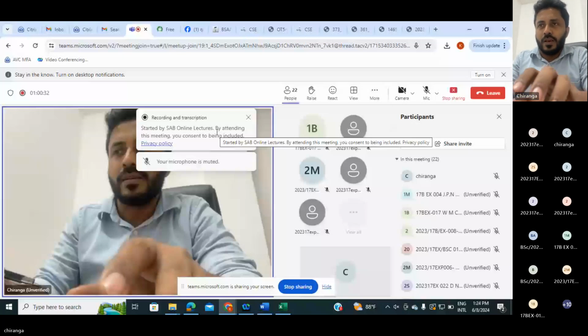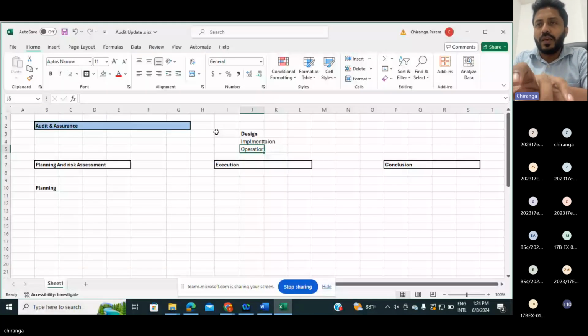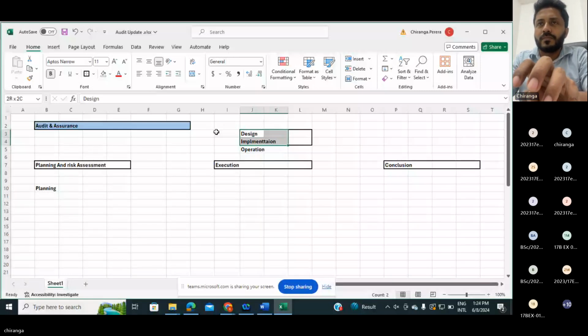Yes, in a control, we have three stages: design, implementation, and operation, right? From a walkthrough test, we are covering these two steps, design and implementation. Design and implementation will be covered through the walkthrough test, right?